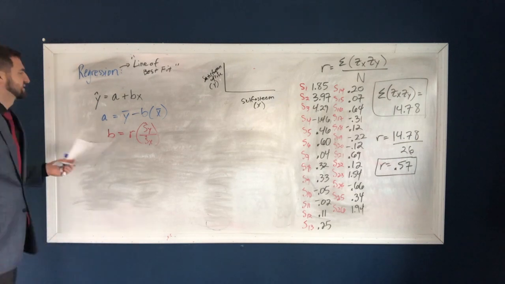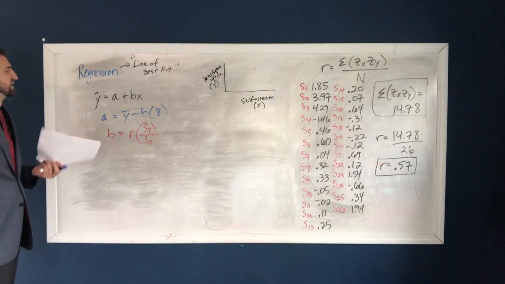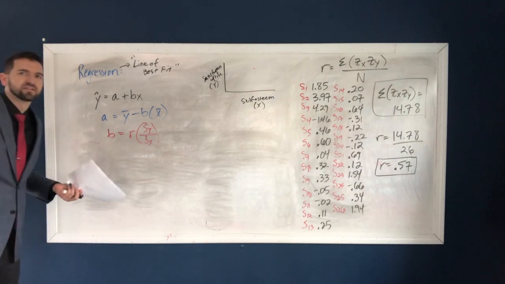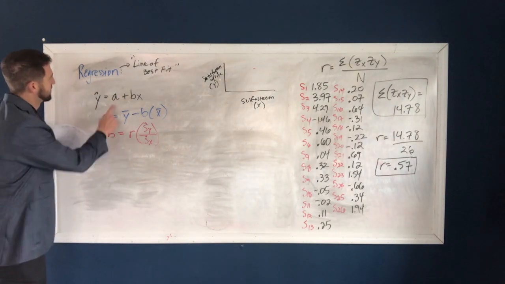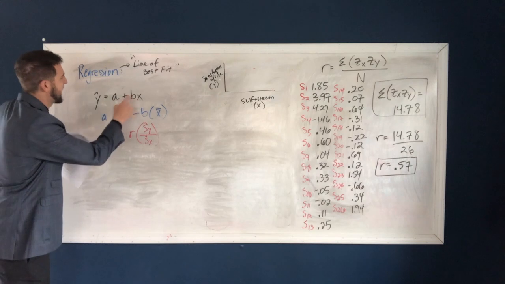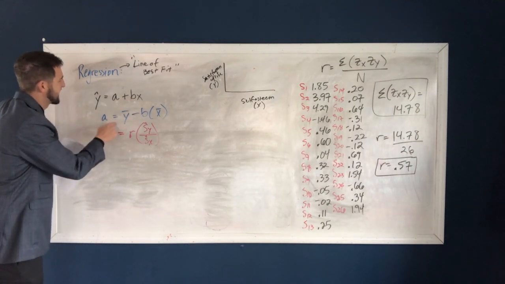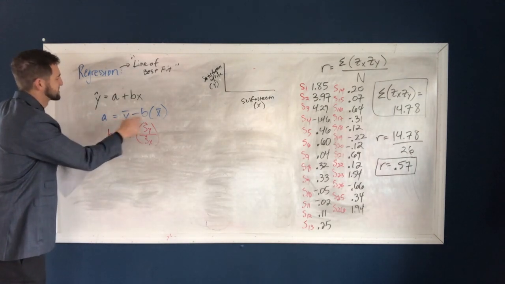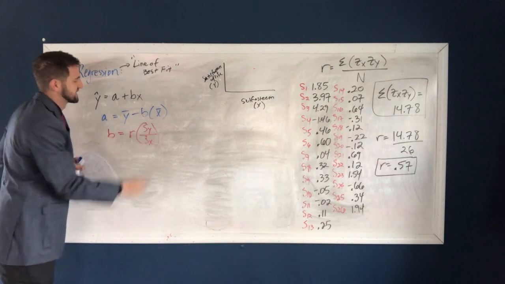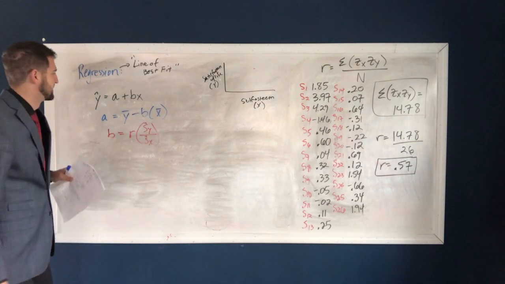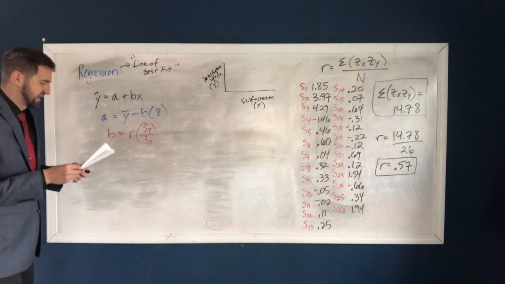Now looking at these three equations, which one do we start with? Well, we can't start here because we need A and B. Let's look at A. Well, we need B to finish A. For B, we just need the correlation and the standard deviation of y and x.